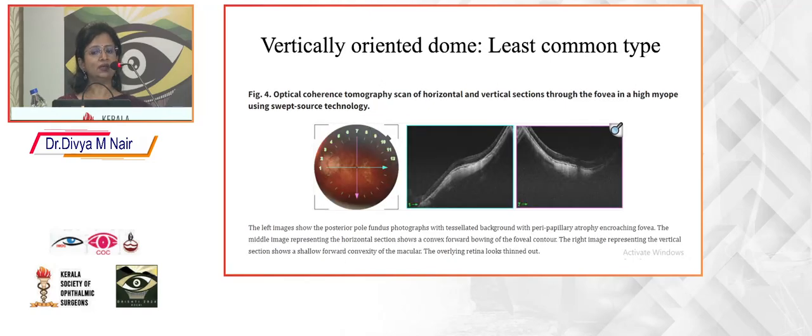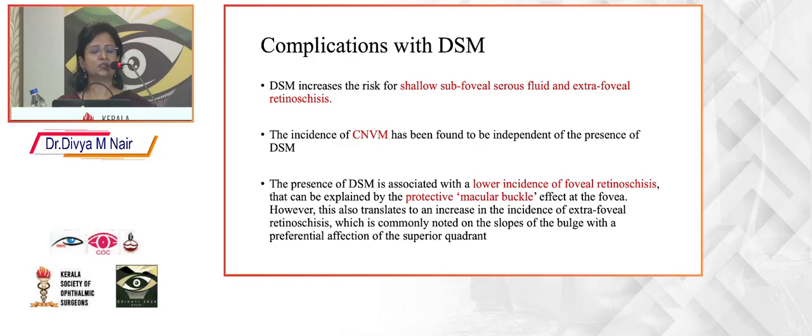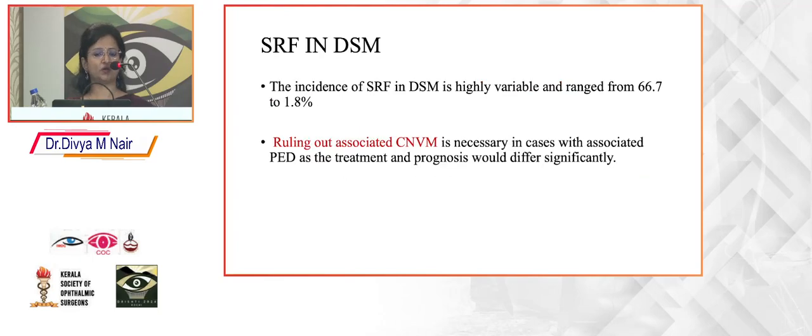Vertically oriented is the least common, where in the horizontal scan itself you can see the protrusion. So there are some complications with dome-shaped maculopathy. It is known to cause shallow subretinal fluid. It can cause incidence of CNVM, but the incidence of CNVM is said to be independent of the dome. It is already associated with high myopia. This dome-shaped maculopathy also has a protective effect. It can act like a macular buckle with lower incidence of foveal retinoschisis.